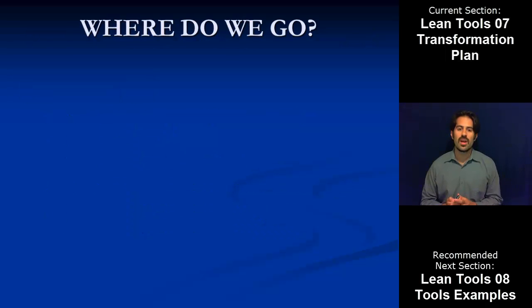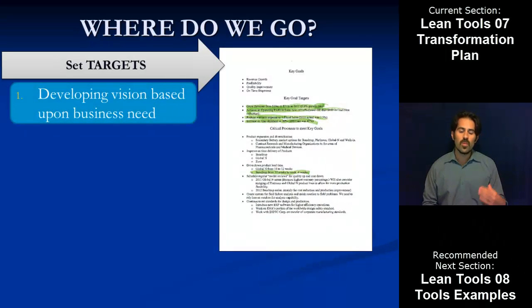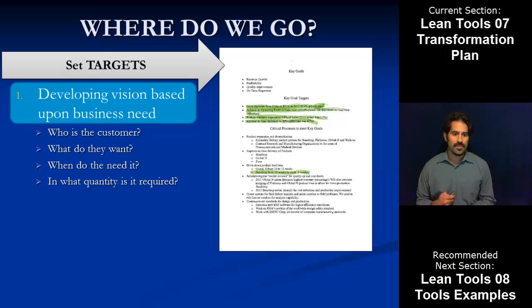So the first question we always want to ask when we're preparing to go on this type of journey, this type of transformation, is, where do we go? And it's a good question, and to answer that, we do a lot of work at the beginning to set targets. Really what we're doing is developing a vision for this journey based upon whatever our current business needs are. And we try and quantify them in terms of who the customer is, what they want, when they need it, and in the quantity that they want it.